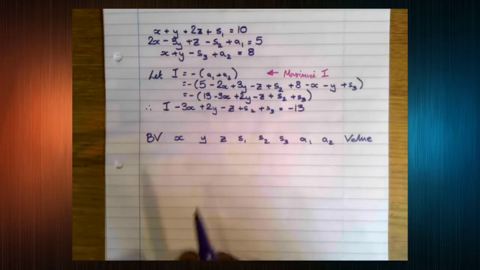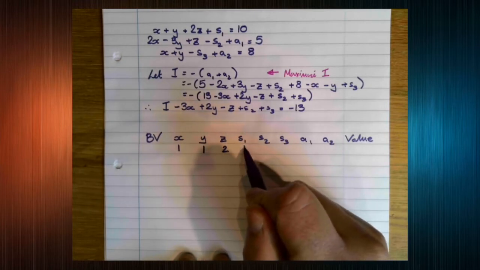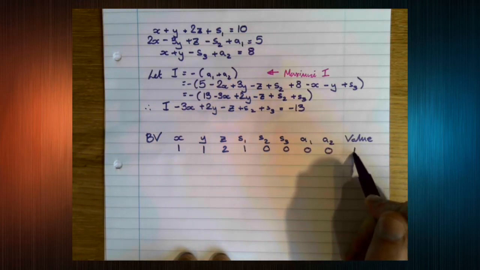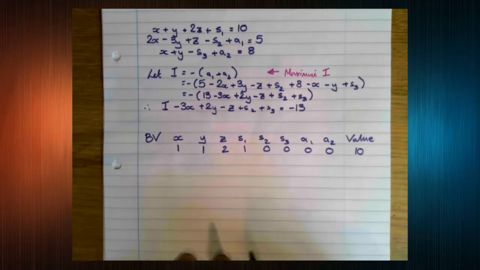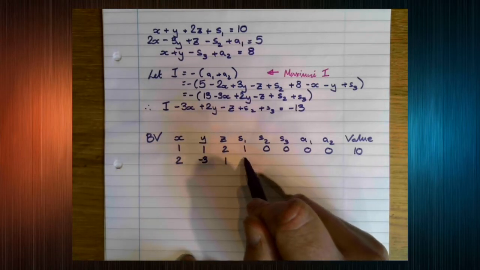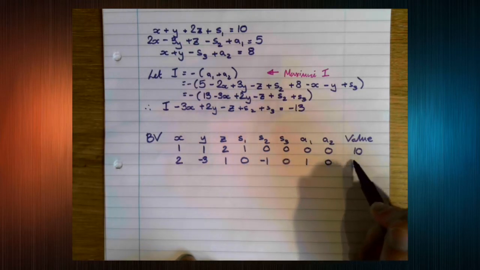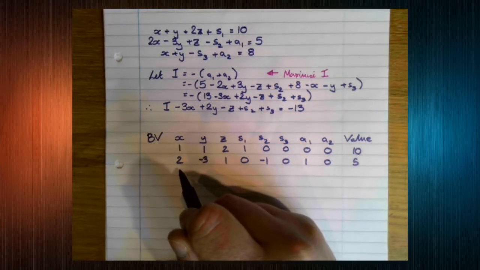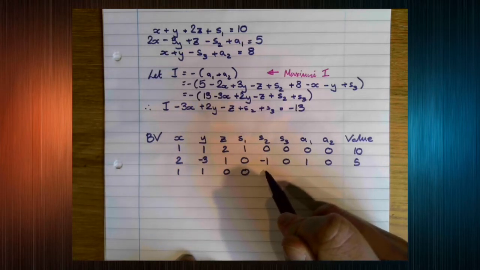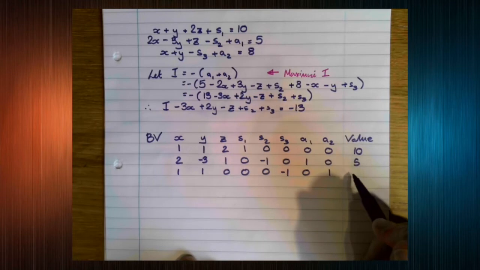So top row, let's use the first inequality. So we've got 1x, 1y, 2z, 1s1, no s2s, no s3s, no a1s, no a2s, and a value of 10. Okay, second equation, we're going to have 2, minus 3, 1, no s1s, minus 1 s2, no s3s, 1 a1, no a2s, and 5. Okay, we then have 1x, 1y, no z's, no s1s, no s2s, minus 1 s3, no a1s, 1 a2, and a value of 8.